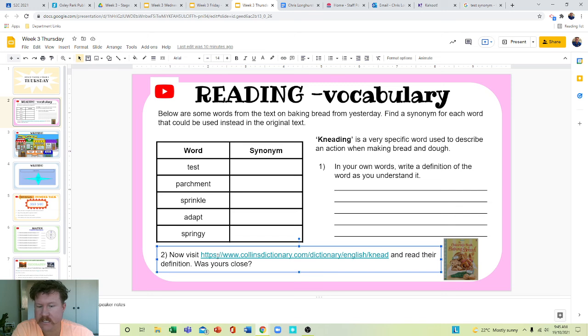Question 2. Now visit this dictionary and read their definition. Was yours close? So now they're getting you to check it. So in your own words, and then check it using the dictionary. Cool, isn't it? So you've got to get the synonyms, then write your own definition of kneading, and then look it up and see if you're right.